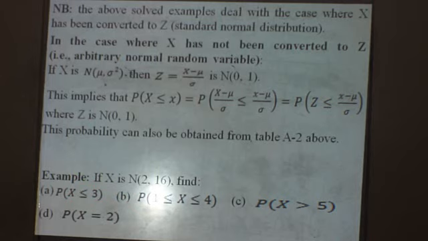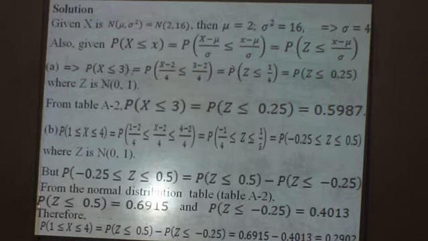B, the probability that the random variable x lies between 1 and 4 inclusive. That's 1 less than or equal to x and x less than or equal to 4. Don't forget, it means the endpoints are inclusive. Then C, the probability of x greater than 5. Then we come to D, the probability of x equal to 2. Now let's solve them one by one.